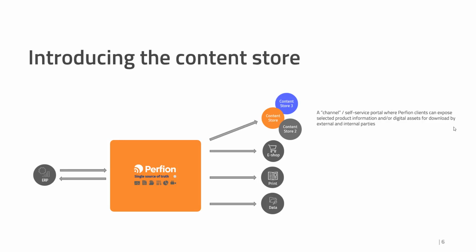Here you can see an IT structure of a Perfion instance. So we have the ERP system, we have the Perfion, we have your e-commerce shops, your print publishing, and your data pools. And on top, you can see 3 different content stores. What is a content store? The thing we're going to talk about today.